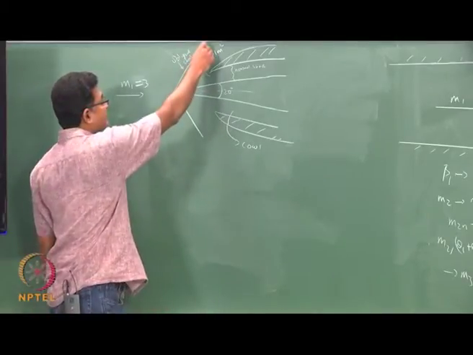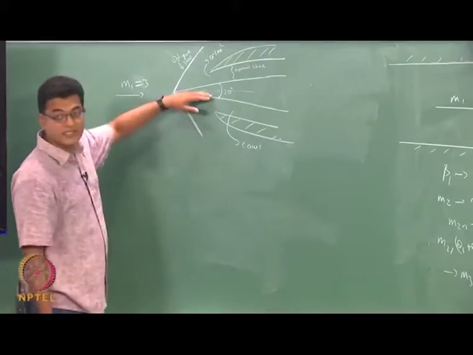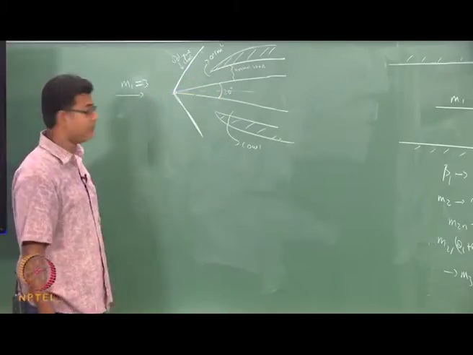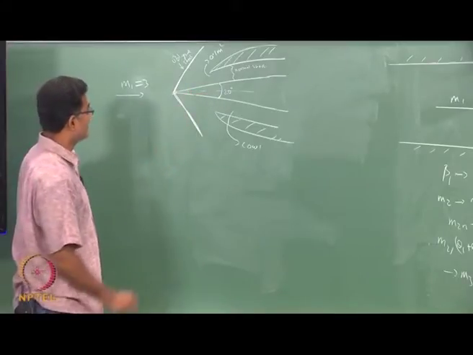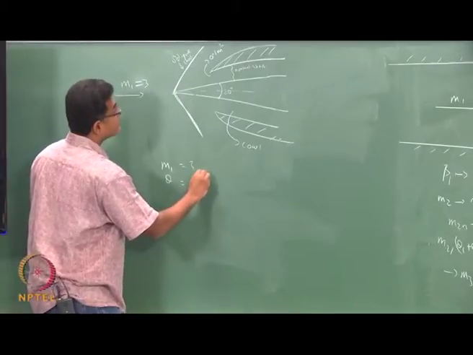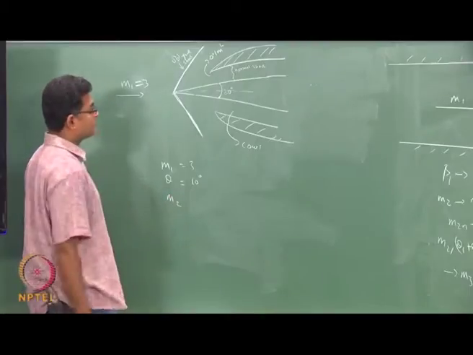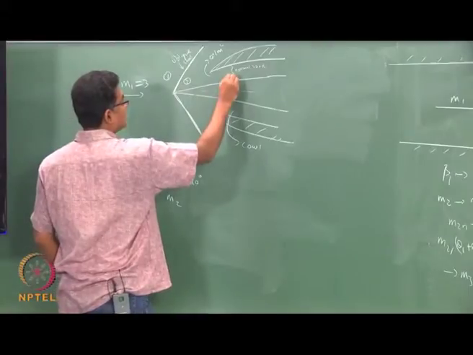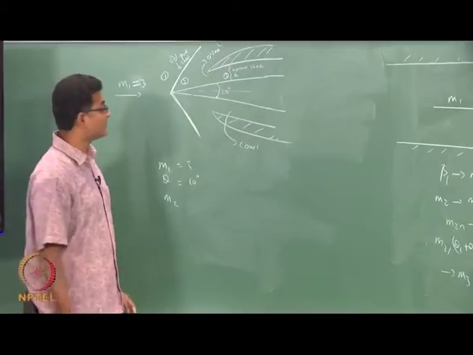So, you have an oblique shock that is sitting here. The wedge angle is given as 10 degrees. So, the wedge angle, the beta or the theta or the turn angle, is 10 degrees. So, I have M1 equals 3, theta equals 10 degrees. So, I can find M2. So, I divide this into region 1, region 2, region 3 and 4. 3 is before the shock, 4 is after the normal shock.